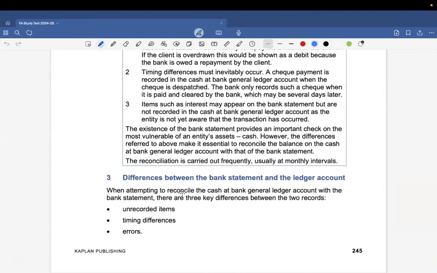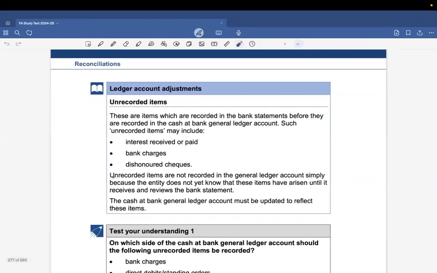And there will always be differences between a bank ledger account and a bank statement. This is because of three reasons. The first reason is unrecorded items, that means some items might not have been recorded. The second reason is timing differences. And the third reason is errors committed by the people who prepare them. Now, in the unrecorded items, when there is an omission of items which have not been recorded, how do you approach it? So, what are unrecorded items?